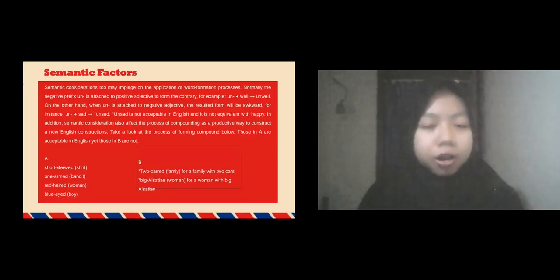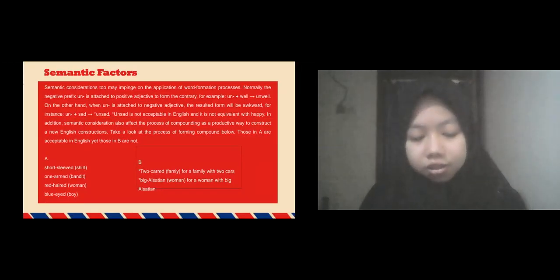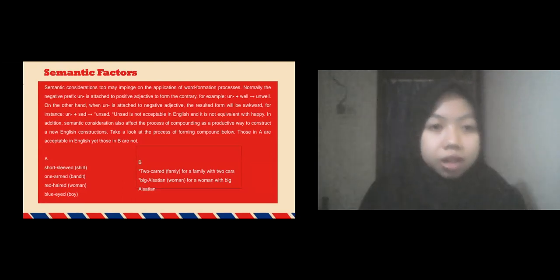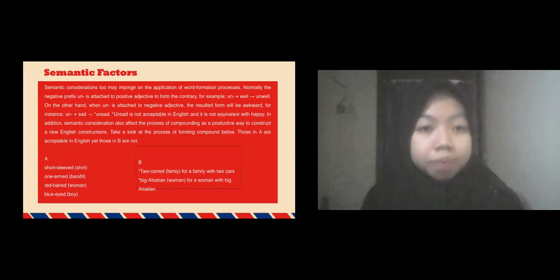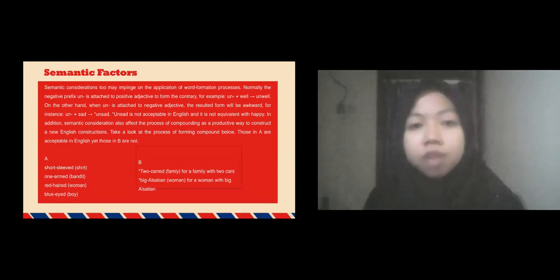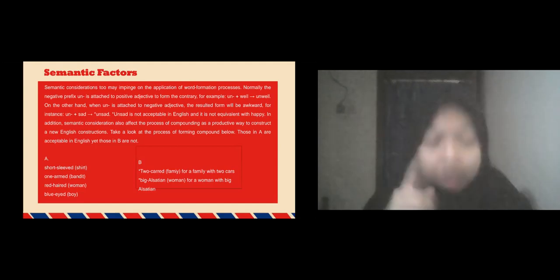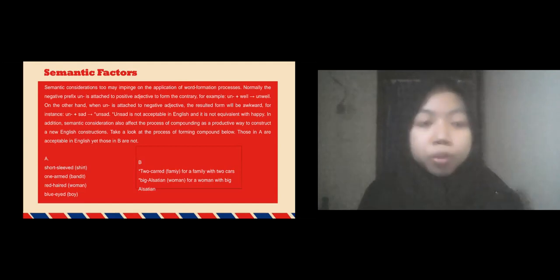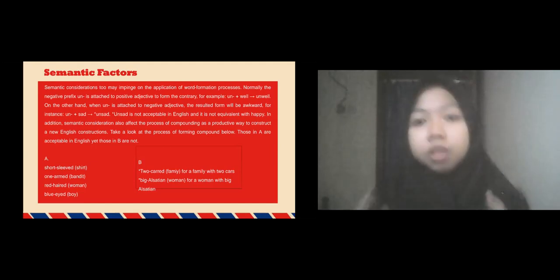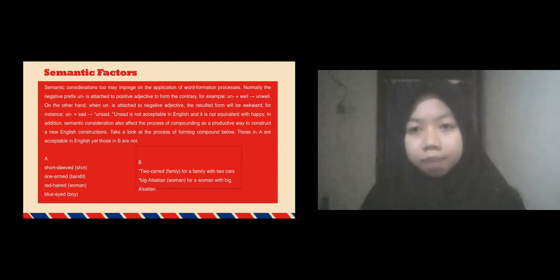Next is about semantic factors. Semantic considerations may impinge on the application of word formation processes. Normally, the negative prefix "un" is attached to a positive adjective to form the contrary. For example, "un" plus "well." Well is a positive adjective. It becomes unwell.